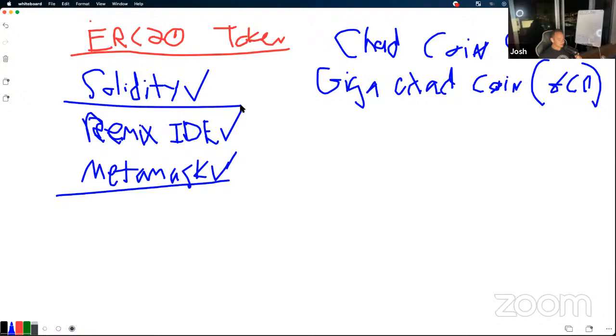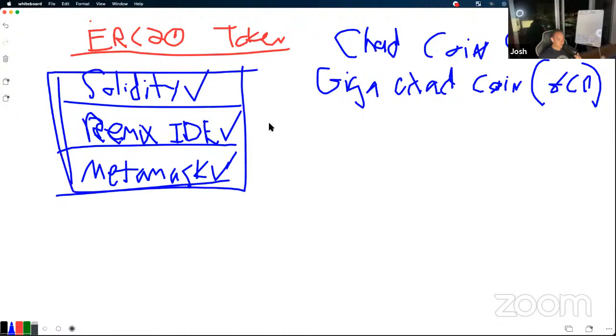We don't need to download any Solidity compilers because we're going to be using Remix IDE. And for people in the chat who don't know, Remix IDE is like a browser-based IDE. If you guys don't know what IDE is, it stands for Integrated Development Environment. So we have our technologies over here on the left, and that is done.